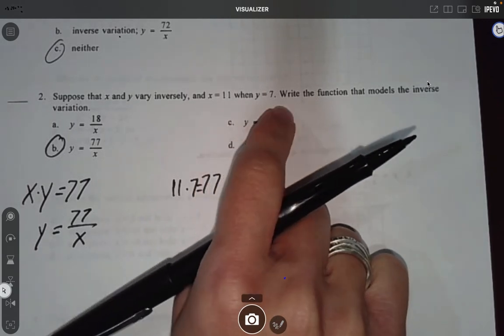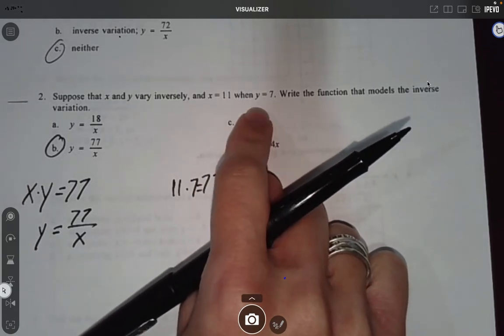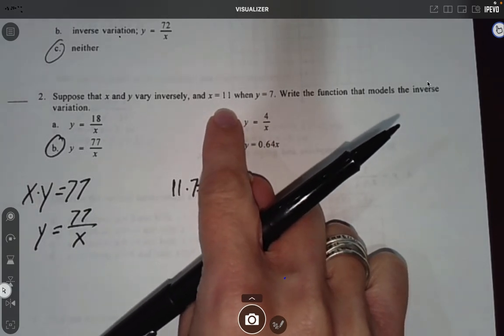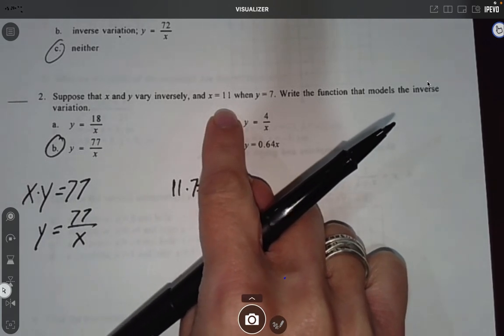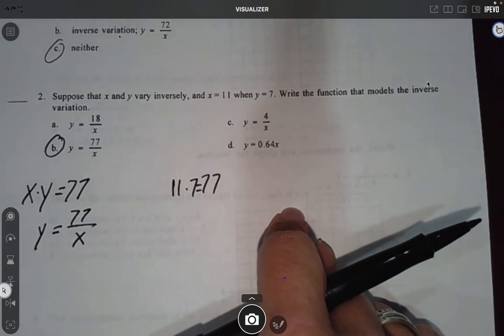11 times 7. Look at your x and your y. Are you on A or B? I'm on A. Okay. So yours on your paper would be 12 times 11, which would be 132 over x. So that one was C. Make sure you didn't put B on that one.